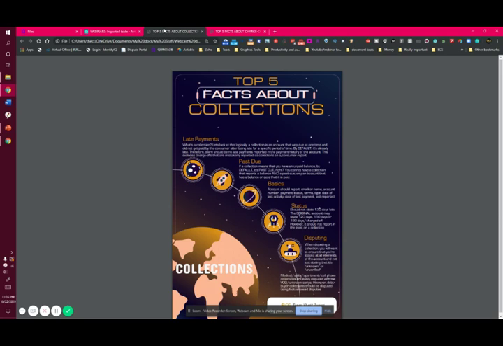Moving on. With collections, let's start with late payments at the top. Look at this logically. What is a collection? I just want you to think about that for a second. A collection is an account that was due at one time and did not get paid by you, the consumer.